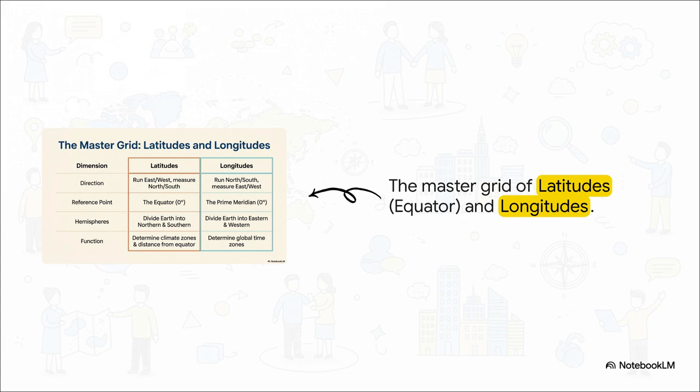Then, cutting right across them, we have longitudes. These run north to south, pole to pole, starting at the prime meridian. They slice the Earth into eastern and western hemispheres, but their main function is actually completely different. They determine our global time zone.